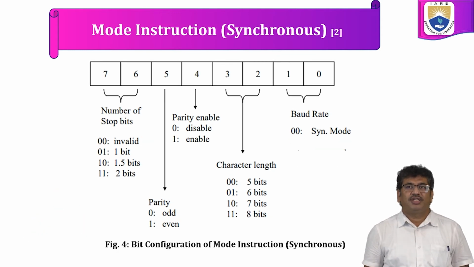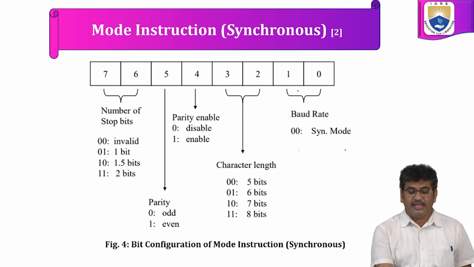Next, the mode instruction control register for synchronous communication. Figure 4 shows the bit configuration of mode instruction for synchronous mode. As we have selected synchronous mode, the last two bits, the baud rate is synchronous, so we have to write these bits as 00. The next two bits indicate the character length. 00, 5 bits, 01, 6 bits, 10, 7 bits, 11, 8 bits.